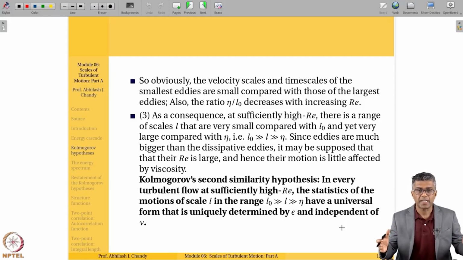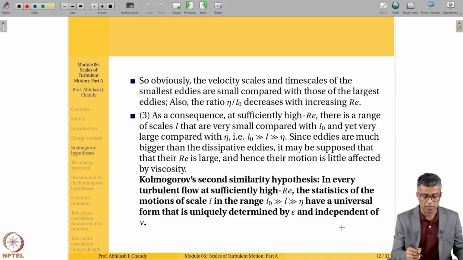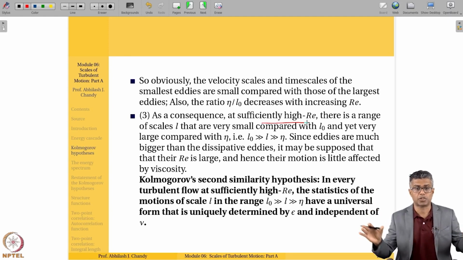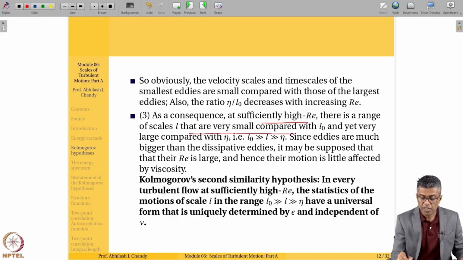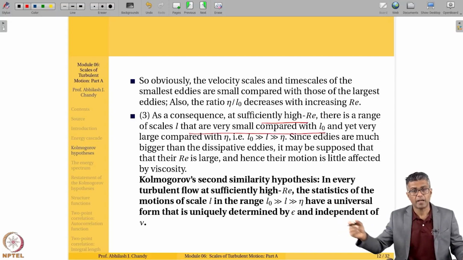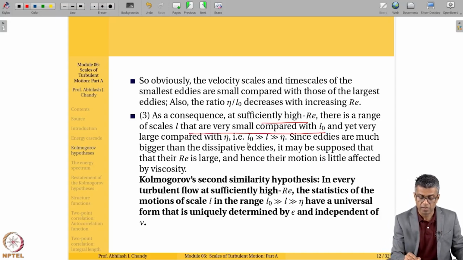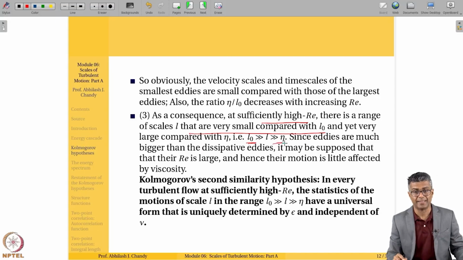Because of this wide separation between the smallest length scale and the largest length scale, this wide gap between the smallest eddy and the largest eddy, Kolmogorov hypothesized that at sufficiently high Reynolds number, there is a range of scales L in between the largest and the smallest. They are very small compared with L0 on the large side, and very large compared with eta on the smaller side. So L is much less than L0 and much larger than eta.